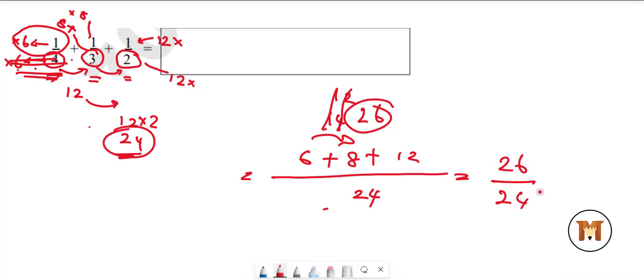Now what are we going to do, are we going to simplify? Are we going to make it a mixed fraction? I think it's better if you make it simplified.